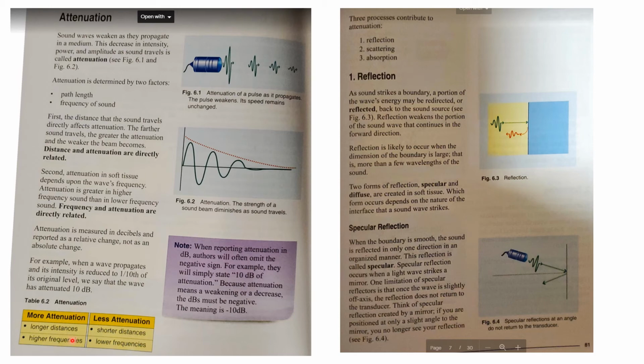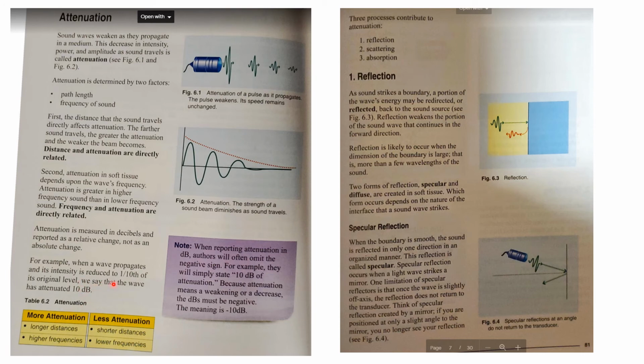So here's a little summary of some of that. More attenuation is associated with longer distances and higher frequencies. Less attenuation is associated with shorter distances and lower frequencies. And here you can see the amplitude, or expressing the sound signal as a pressure wave, but you can see that the strength of the signal is being attenuated, and so this is another representation of the same kind of picture.